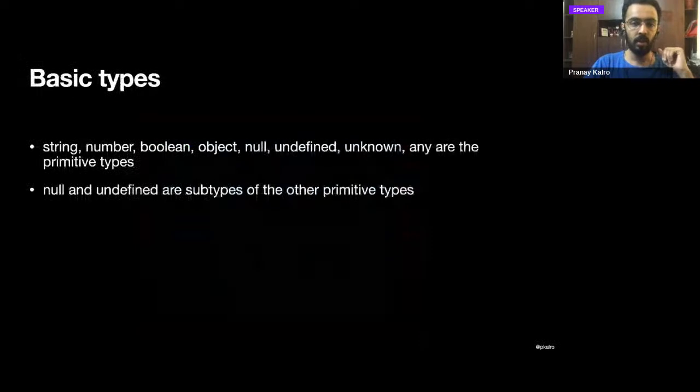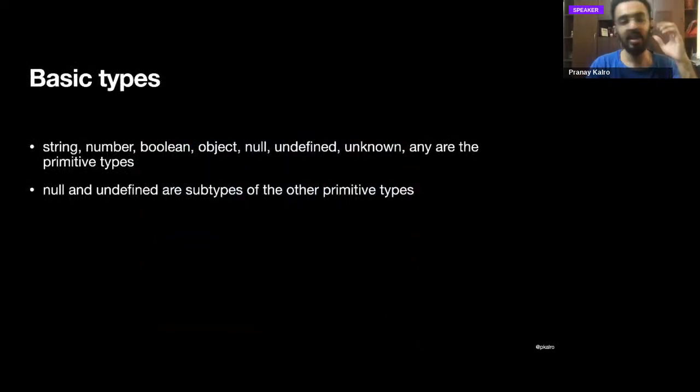This, I think, is the same in any language, with a couple of exceptions, let's say unknown and any in TypeScript. String, number, boolean, object, I don't think I even need to talk about. Those are the basic types in any programming language. But there are two things, unknown and any, which are new in TypeScript.